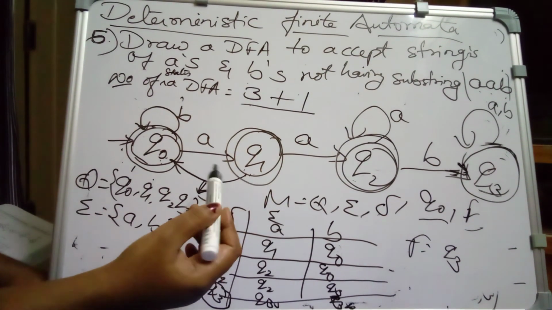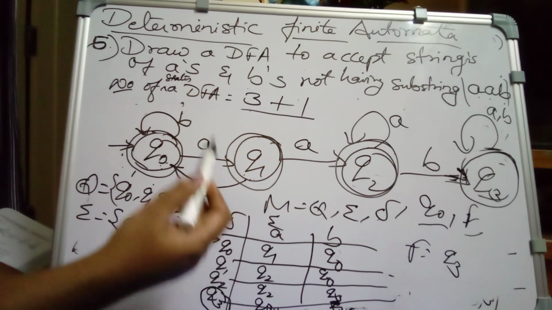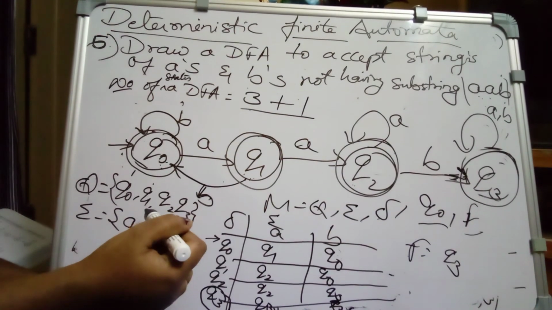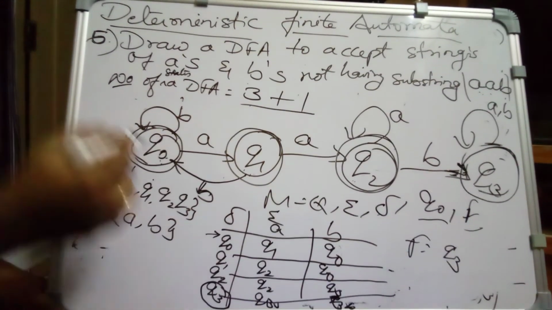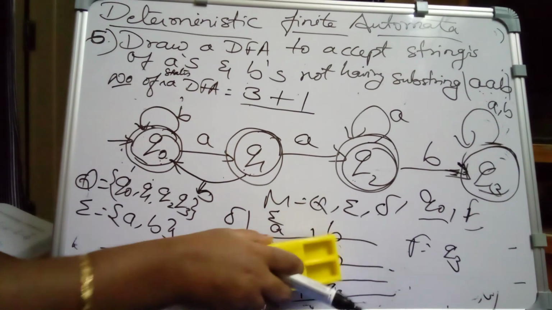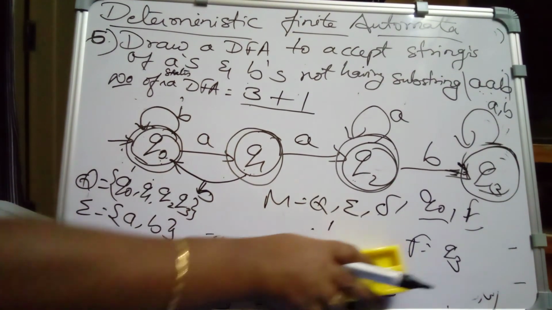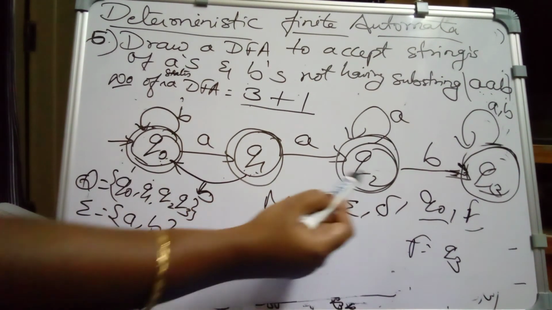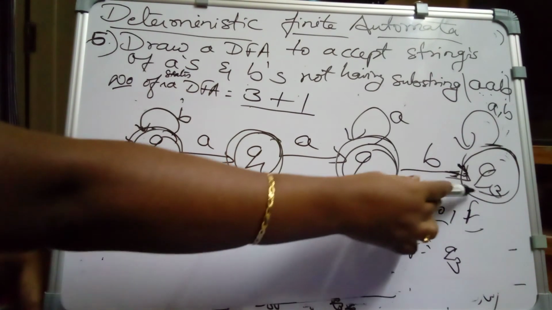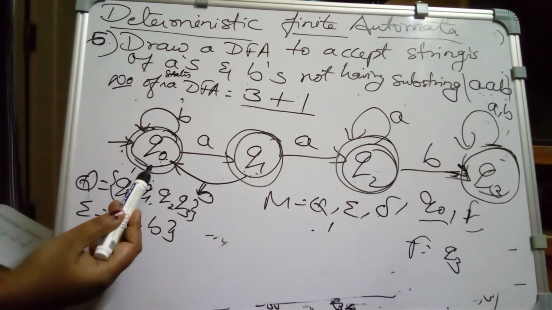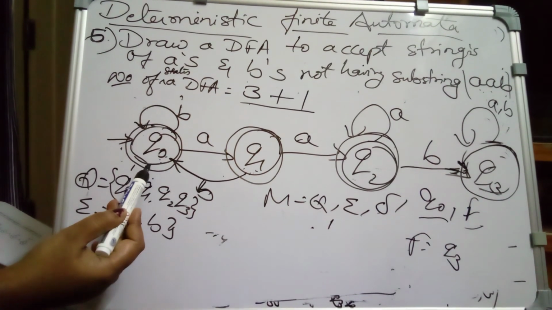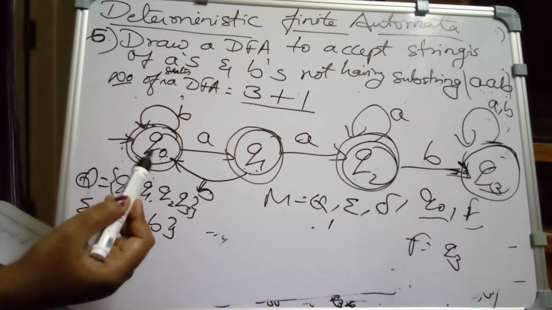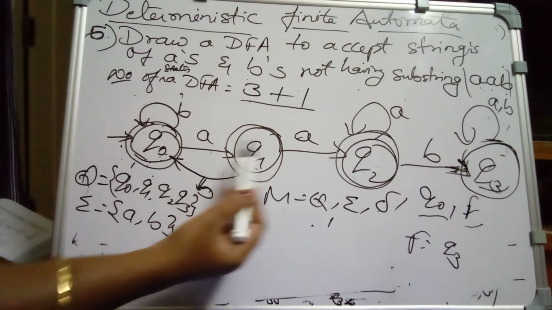That's all. So now this automata will accept all the strings except the strings which have the substring AAB. So if the string has the substring AAB, then it gets rejected. Then definitely our transition table also changes here. So here we have three final states, that is Q0, Q1 and Q2. And Q3 is our non-final state. And Q0 will be our starting state as well as our final state. So this is an automata to accept strings which do not have substring AAB.